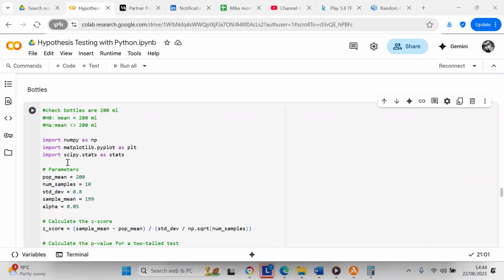Now, after we have imported our libraries, we're going to define our parameters. The population mean is 200 milliliters. The number of samples is 10. The standard deviation is 0.8. The sample mean is 199, and the alpha, which is the significance level, is 0.05.